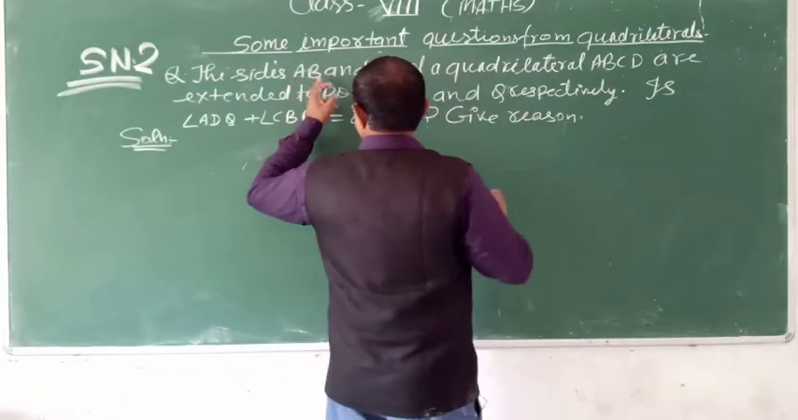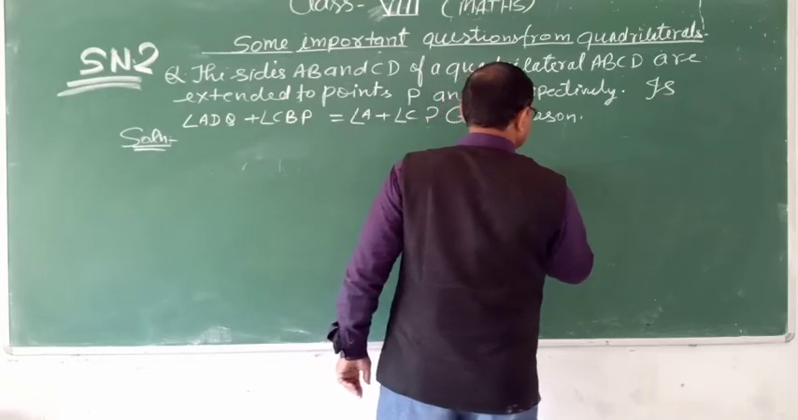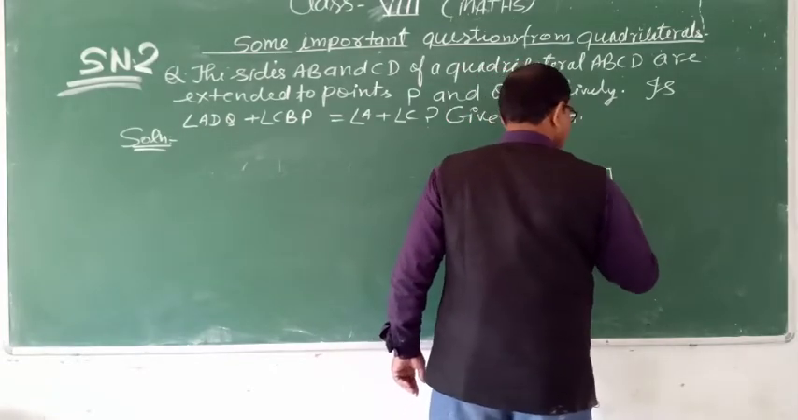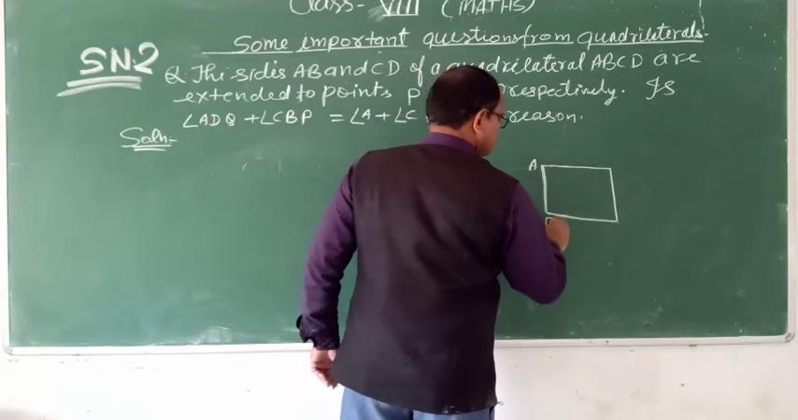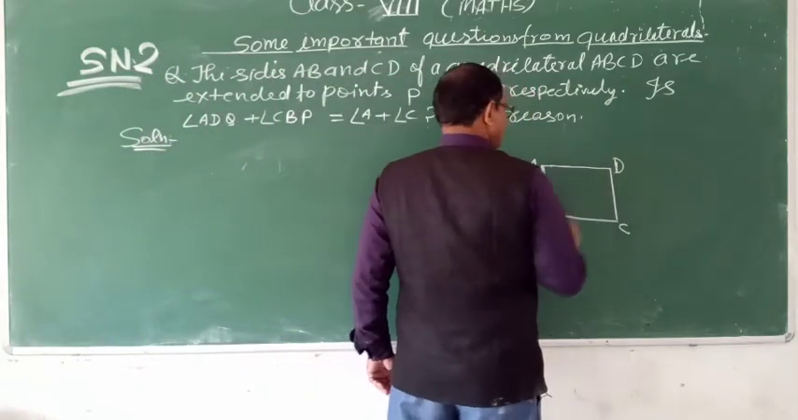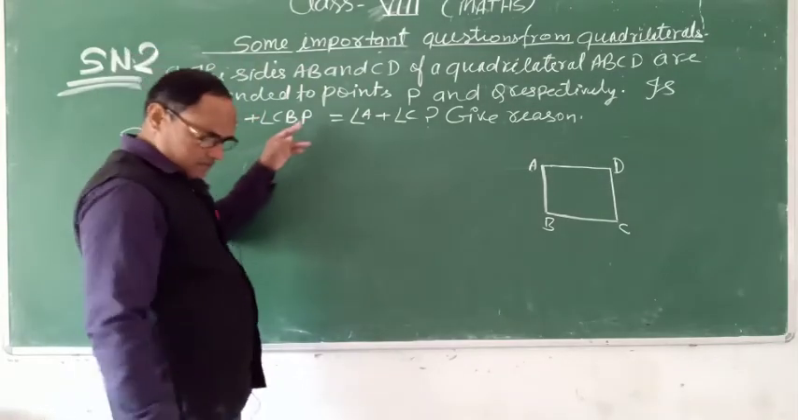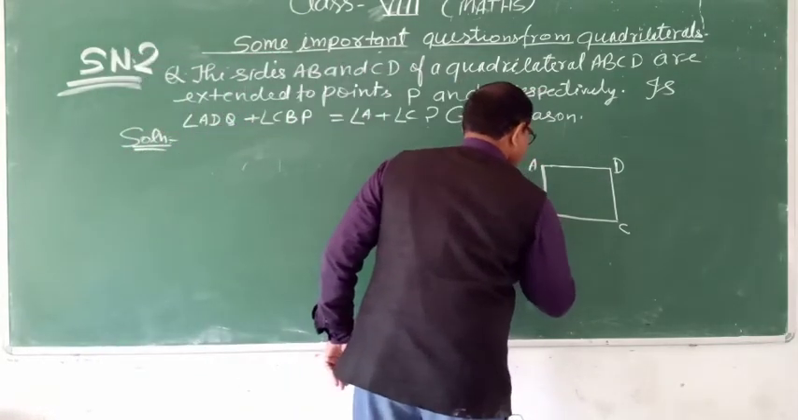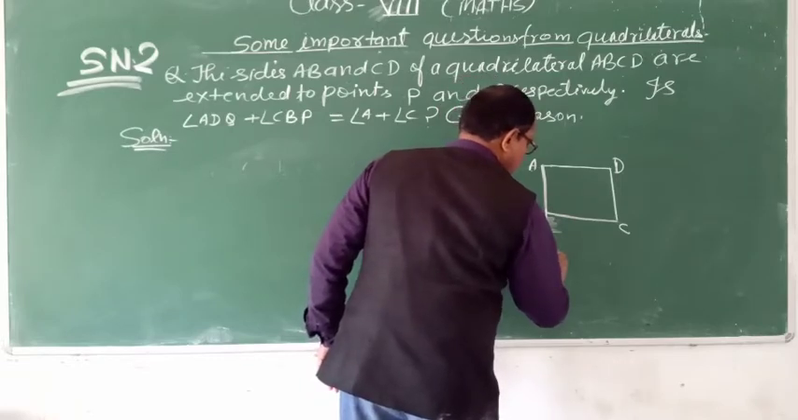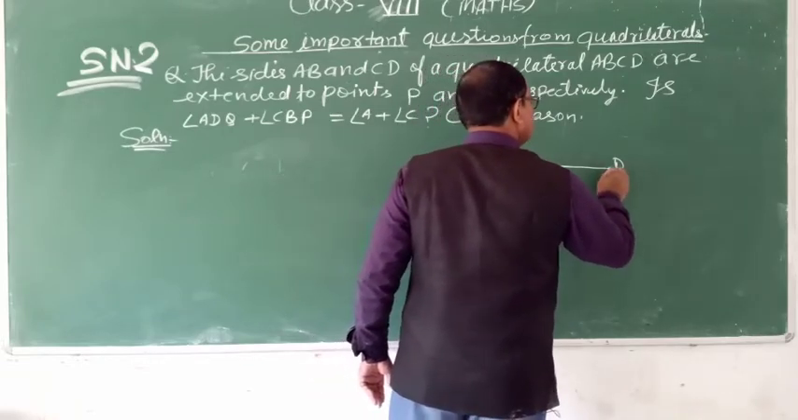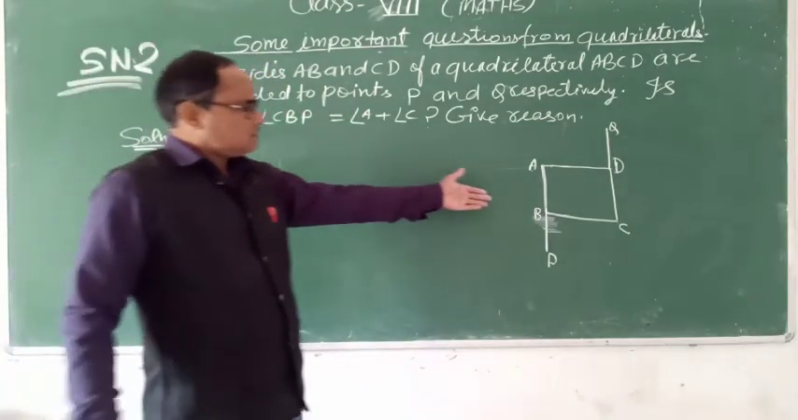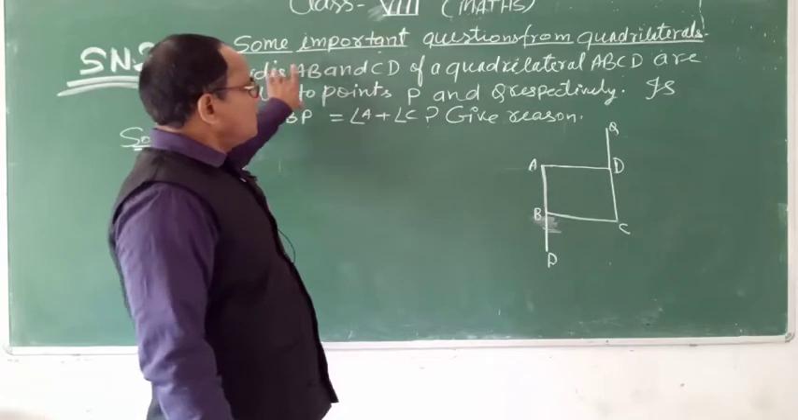Before we make the figure: A, B, C and D. Here AB is extended till P, and CD is extended till Q. Okay, then this is the figure according to the question.